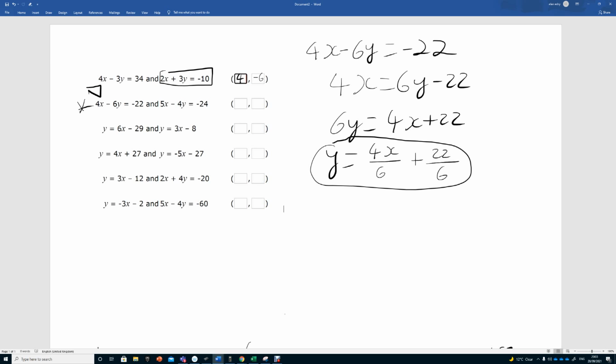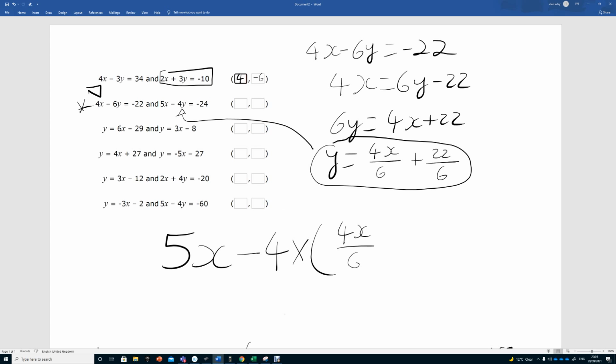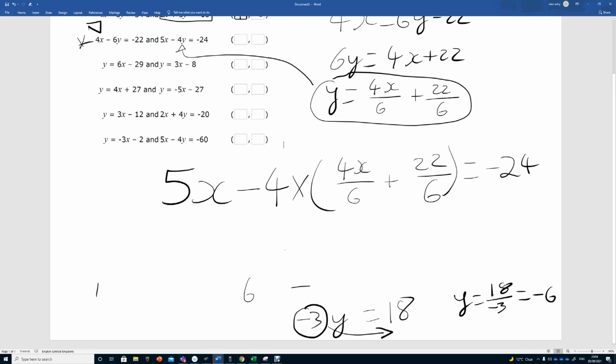So I'm going to substitute that into the second equation because we got it from the first equation. So we sub that back in here. We end up with 5x, take away 4 times, and then you have 4x over 6 plus 22 over 6, and that all equals minus 24. So again, let's expand this bracket.